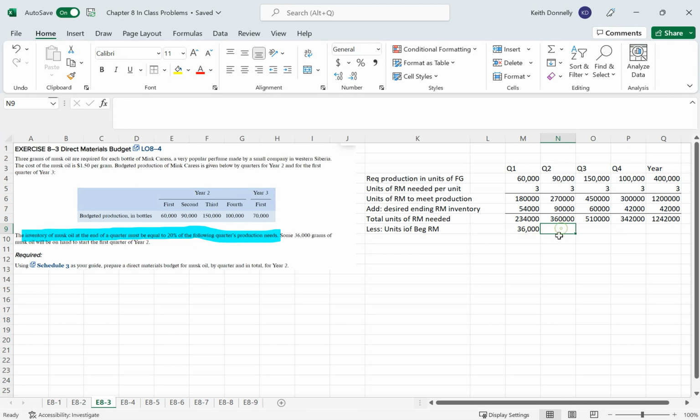And then again, if we're looking for our beginning, last month's ending is this month's beginning, right? And here, because they went for the year, your beginning raw materials is 36,000.